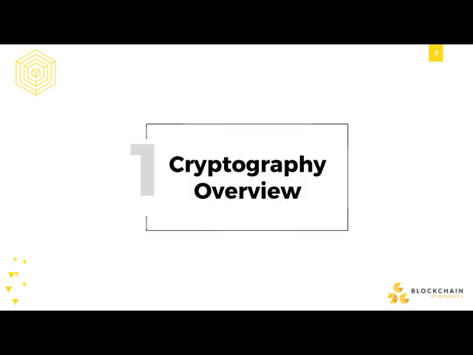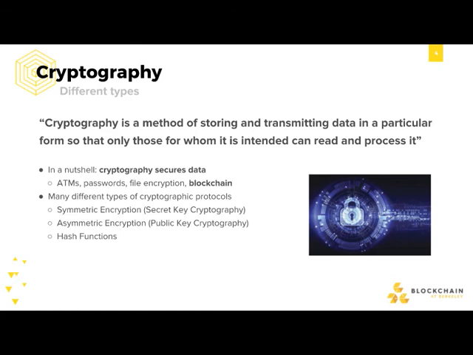So just to start off with what cryptography is. Cryptography is formally defined as a method of storing and transmitting data in a particular form so that only those whom it's intended for can read and process it. So basically, in a nutshell, cryptography secures files and data. And this is used throughout the world. It's used in ATMs, passwords, encrypting files, and as we know, it's used on the blockchain.